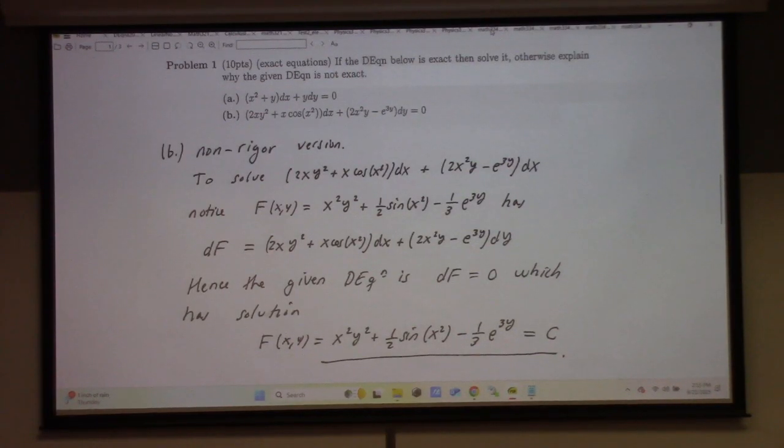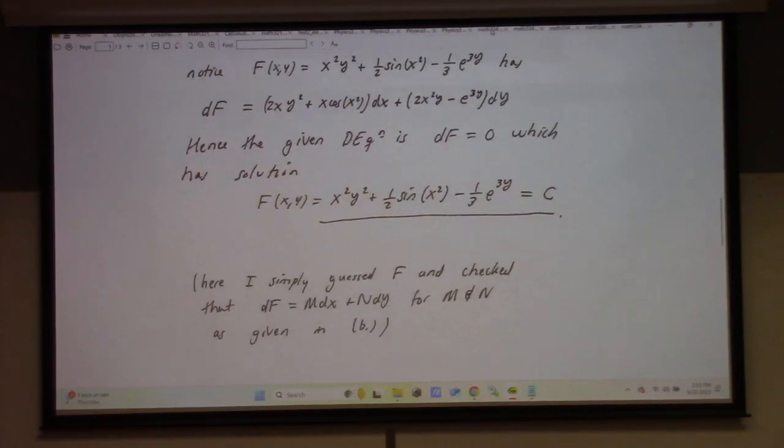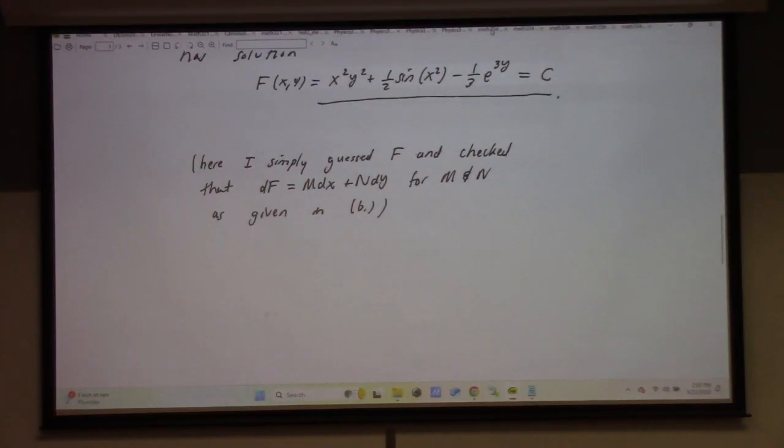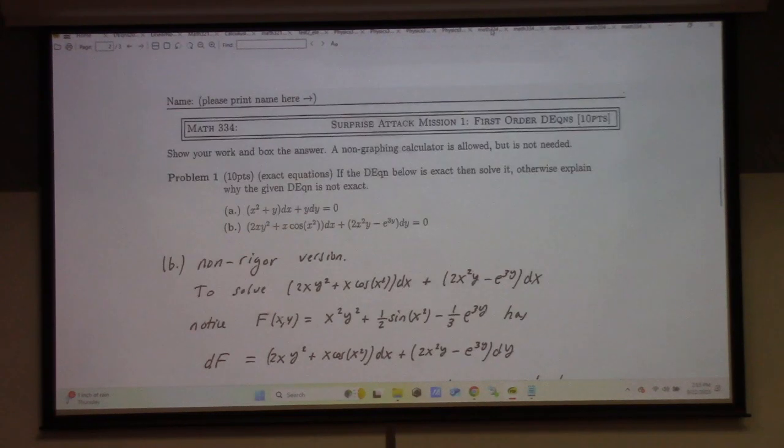But I think for something as simple as this, it's not beyond the realm of possibility that you could also make such a guess, because you guys have had calculus 3 and you understand partial differentiation, so it's not such a big jump that you could do this kind of integration in your head, right? But there is another way. I simply guessed f and checked that df is in fact m dx plus n dy for the given m and n.